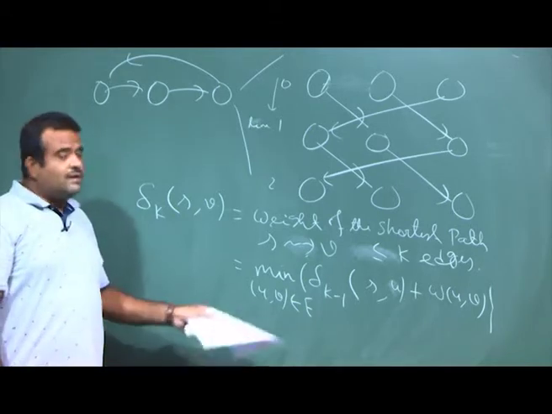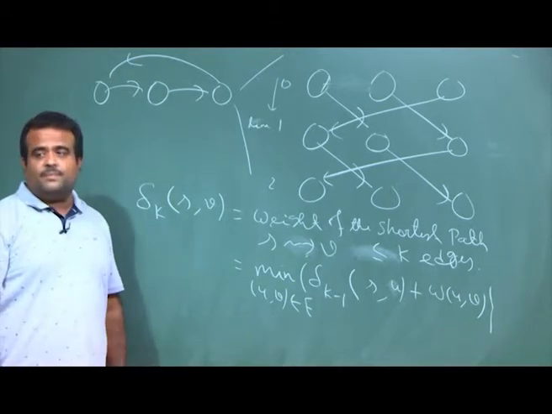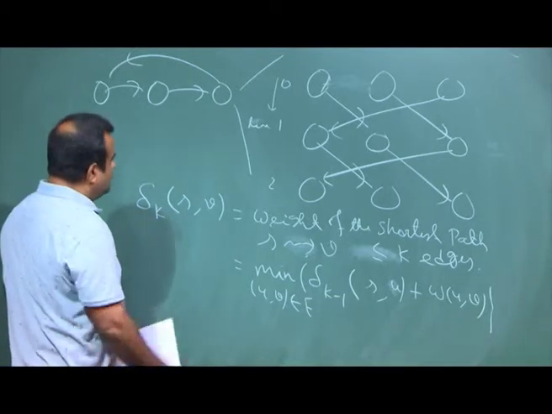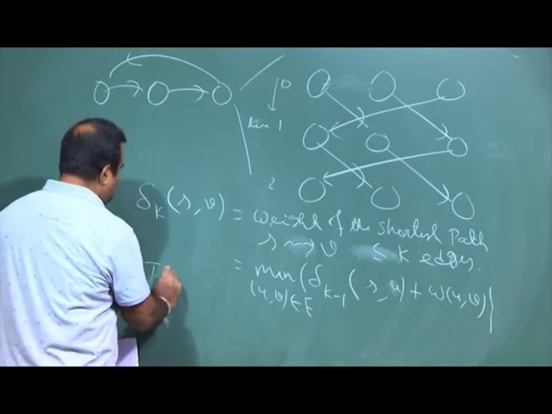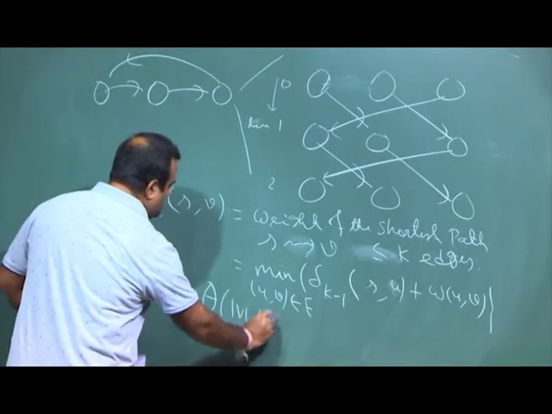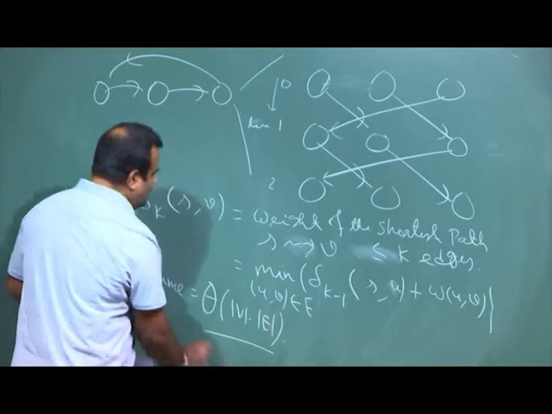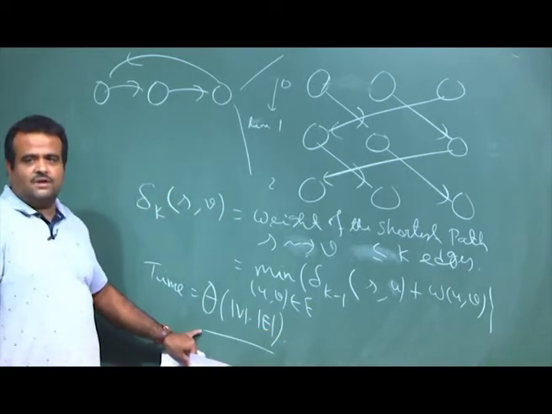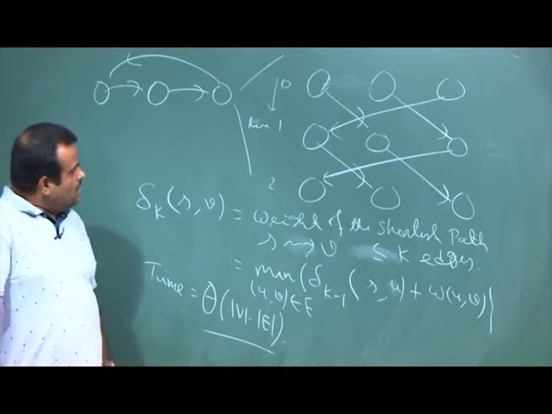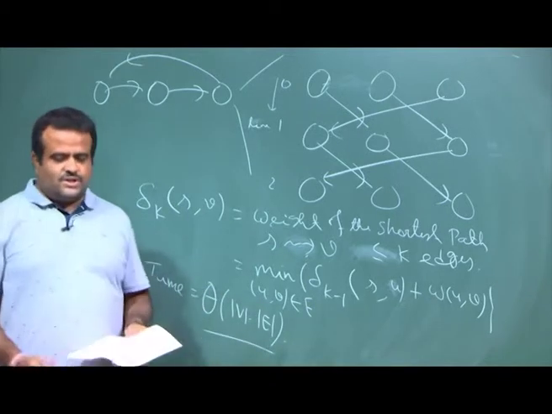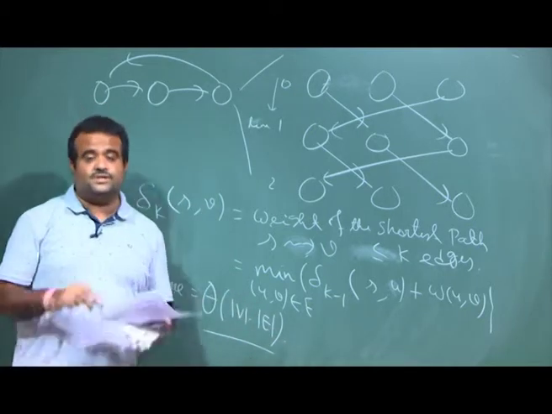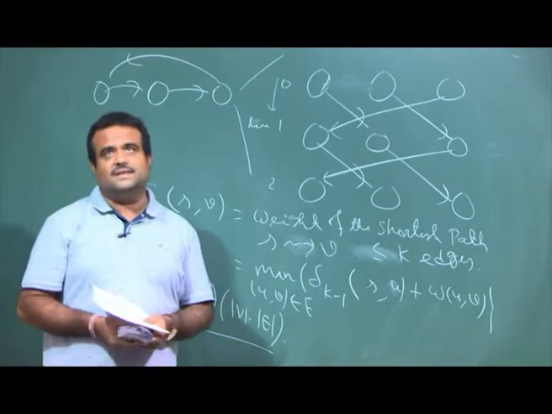Now, what is the number of subproblems? The number of subproblems has increased to order of V squared. The time complexity for this graph is basically order of V times E. This is the same time complexity as the Bellman-Ford algorithm. This is the way we usually avoid cycles in a graph.